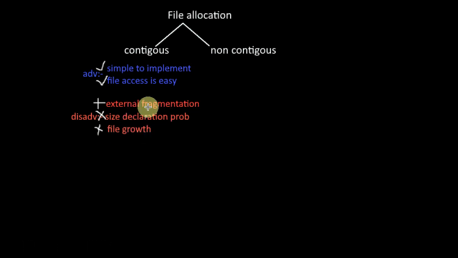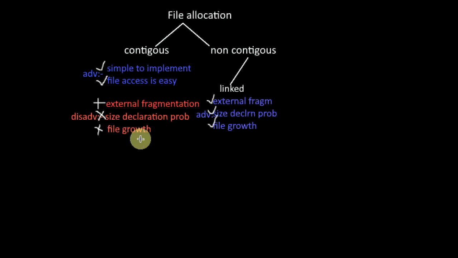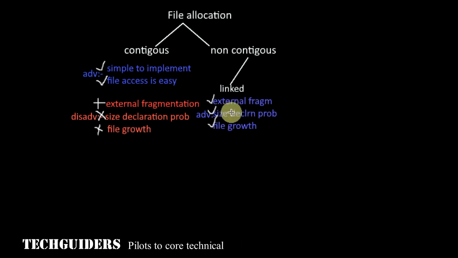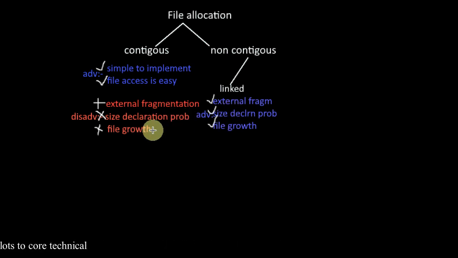So to overcome these limitations, we go for non-contiguous linked allocation. Here, all these problems are resolved. There is no chance for external fragmentation and no need of compaction. The size of the file need not be declared while the file is being created, and the file can continue to grow as long as enough disk blocks are available at some locations.